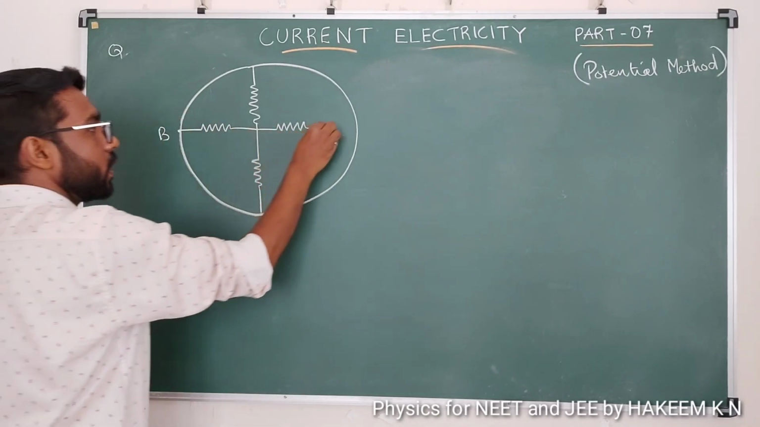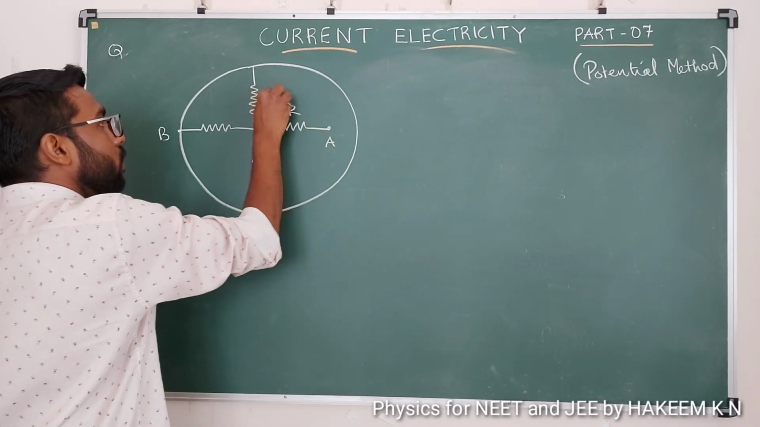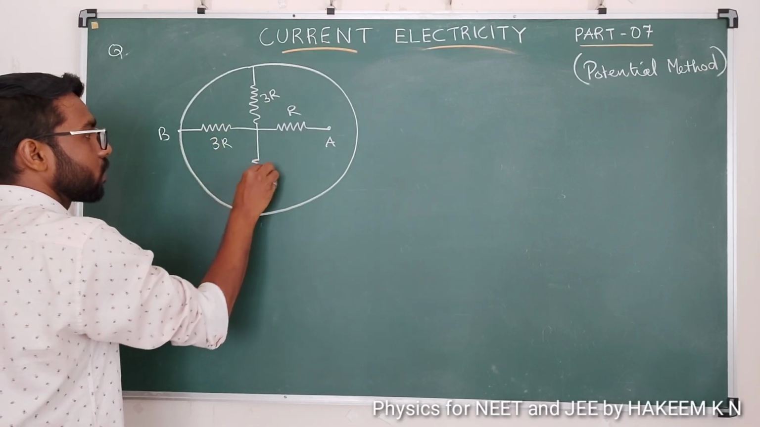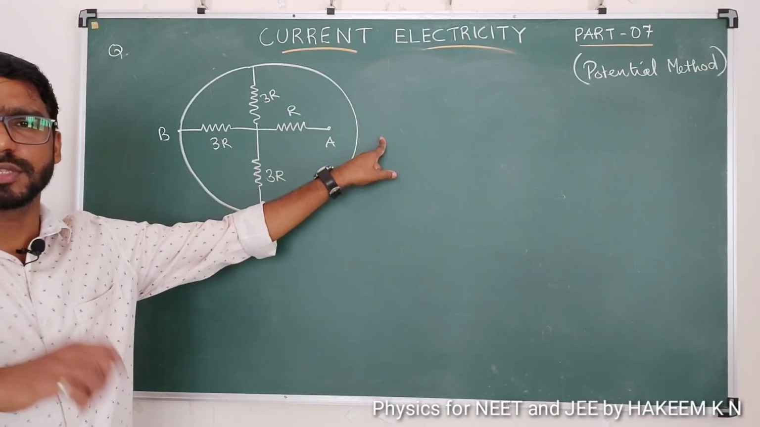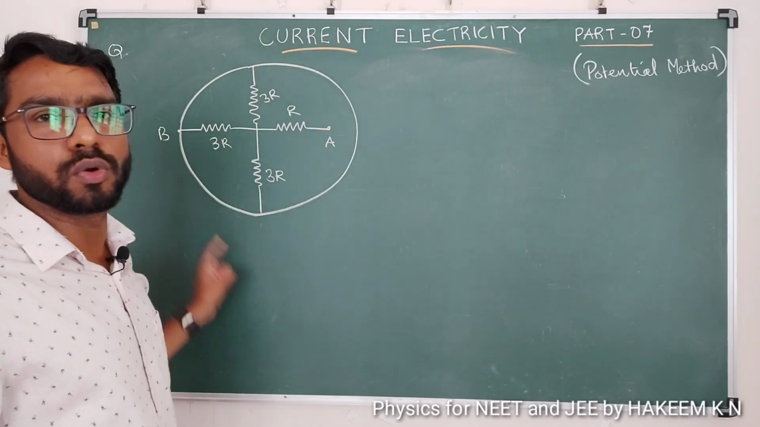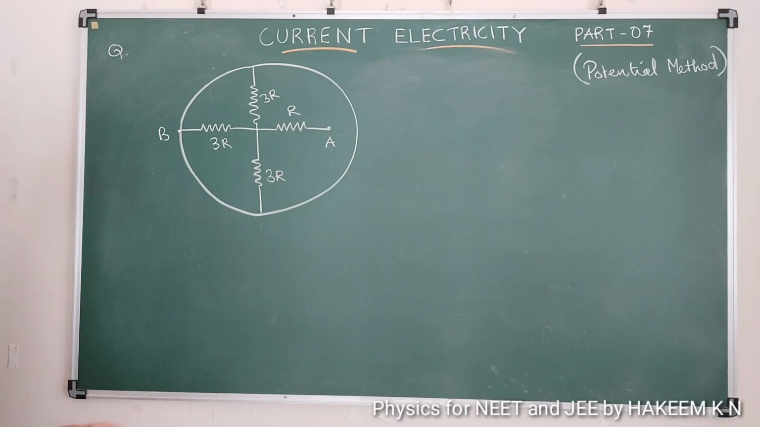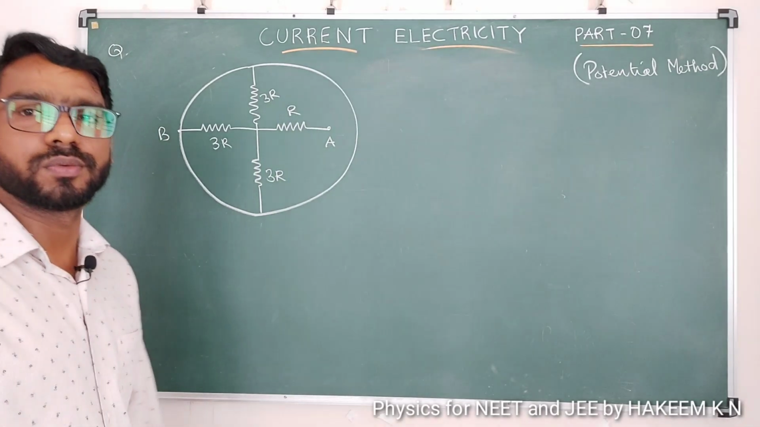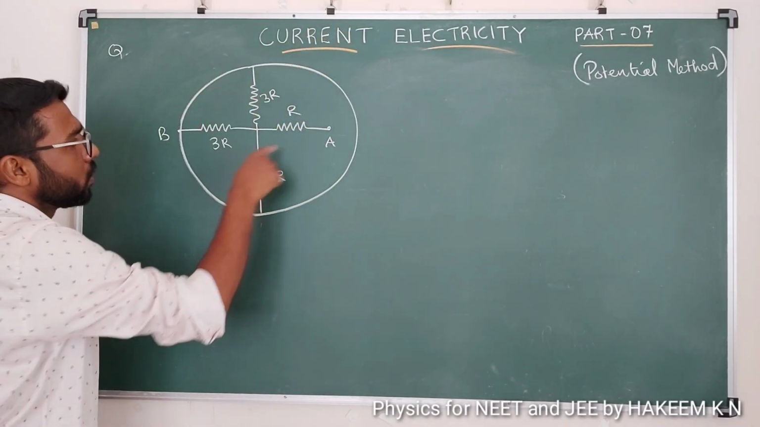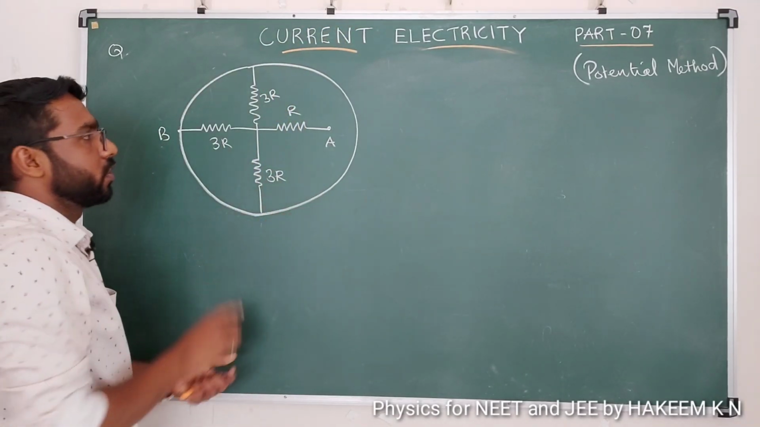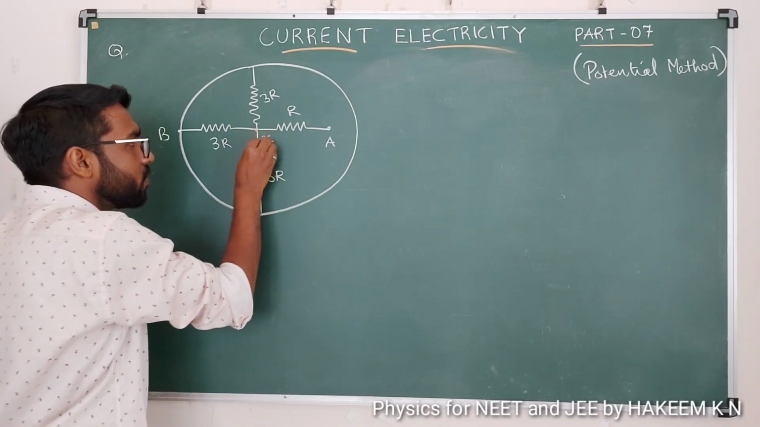This point is B and here it is A. Resistance R, 3R. A is not connected to the circumference of the circular network. Find effective resistance between A and B. How to calculate? You can see A and B are not directly connected, right? Here is a common point. That common point I am giving as X.